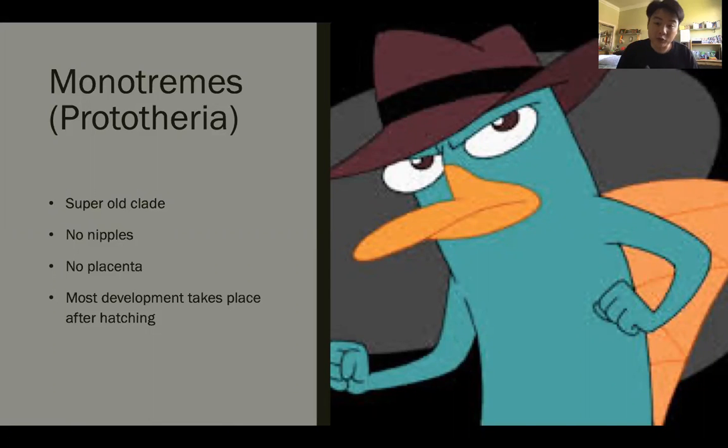We have monotremes first. So monotremes, like Perry the platypus here, are a really, really old clade. They don't have nipples. They don't have a placenta. And most of the development takes place after they hatch. So when they first pop out of the egg, they're going to be really ugly.